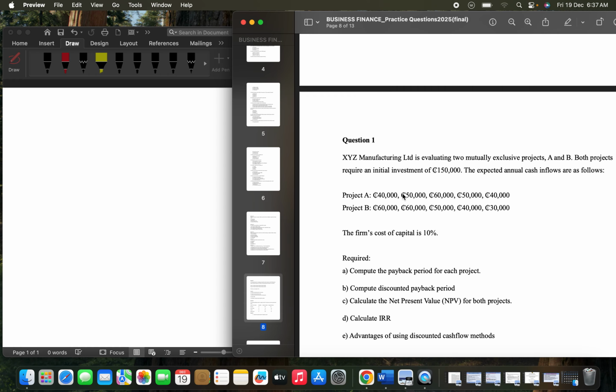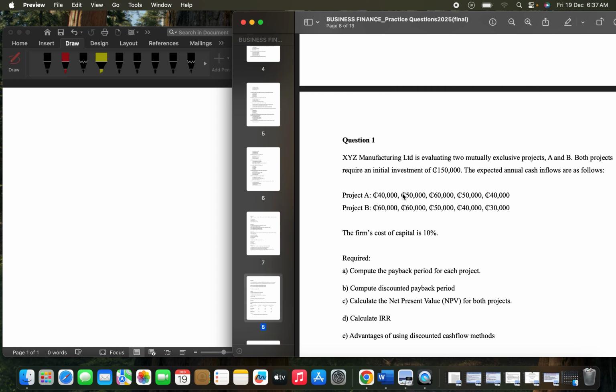But assuming the question has stated it in a different way, that the expected annual cash inflows are after tax, then you just pick the cash flows here and start solving the question. Yes, that's the concept.